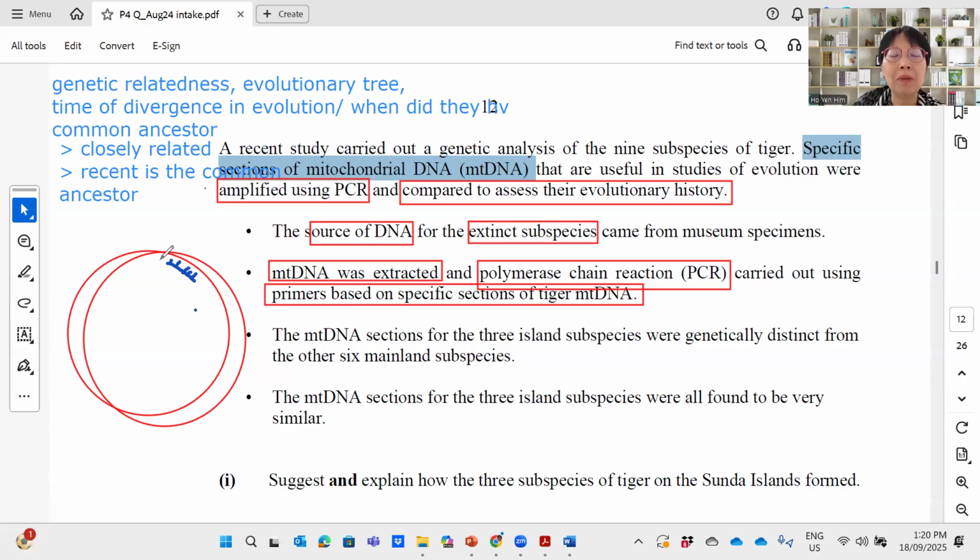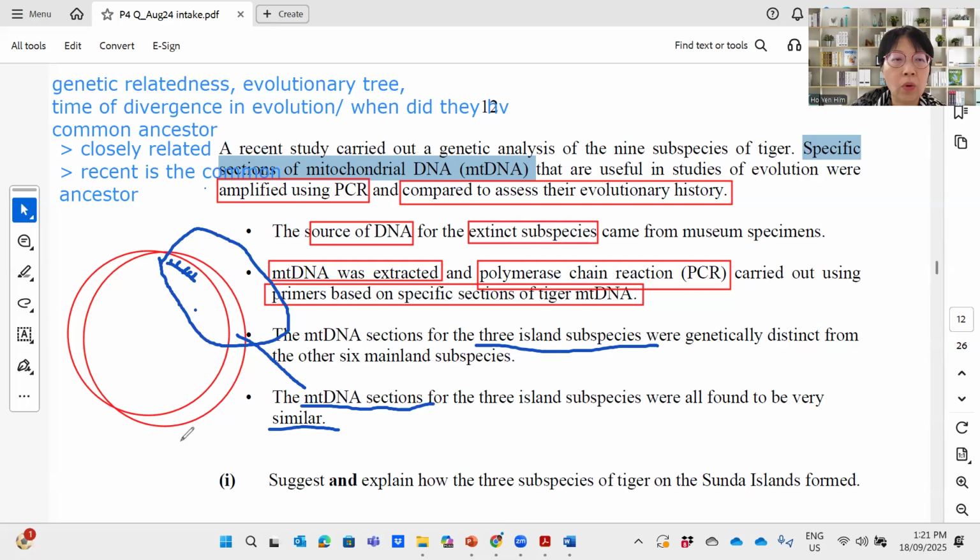Because you know that when we do PCR, during PCR, we need to use the primer to bind to a specific region of the DNA before elongation occurs. Okay? So that we want to examine how similar it is in terms of the base sequence in this section of mitochondrial DNA among the three different types of subspecies. Okay, so they obtained it from the three island subspecies, and they found that this mitochondrial DNA section, this section here, they are very similar, only this section.